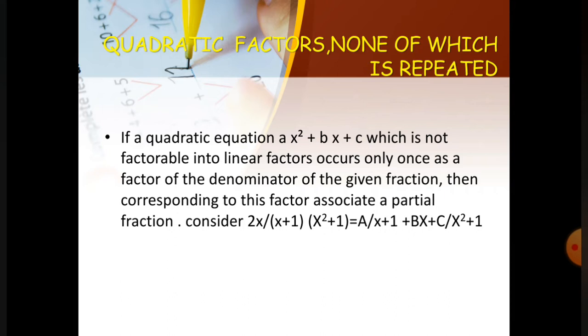Consider 2x by x plus 1 into x square plus 1. X plus 1 is one of the factors. X square plus 1 is a quadratic expression which cannot be factorized. So the expansion for this case is A by x plus 1 plus bx plus c by x square plus 1. X square plus 1 cannot be factorized, so we have to write in the numerator bx plus c.